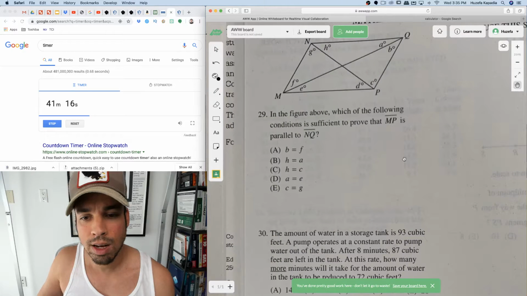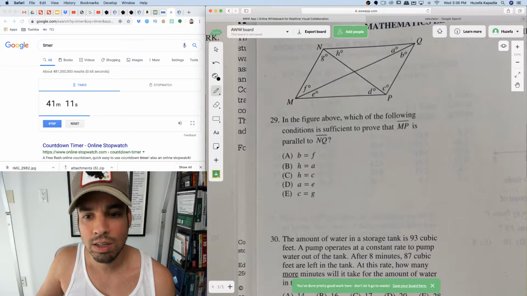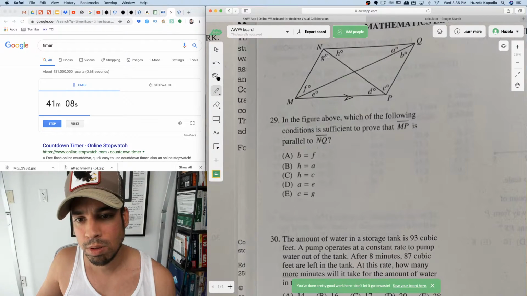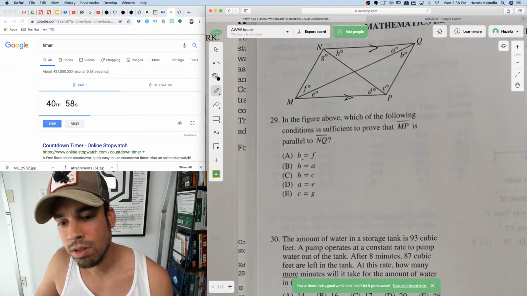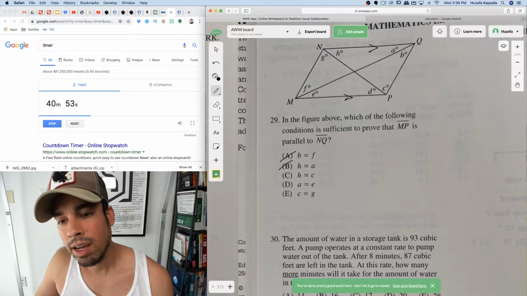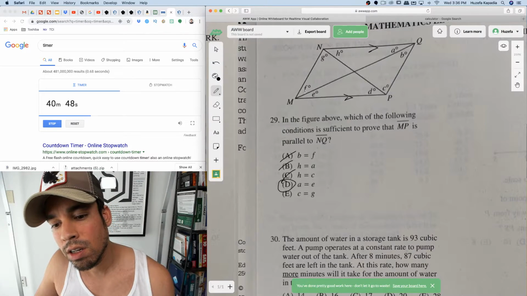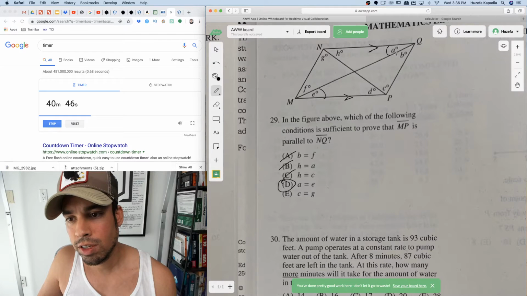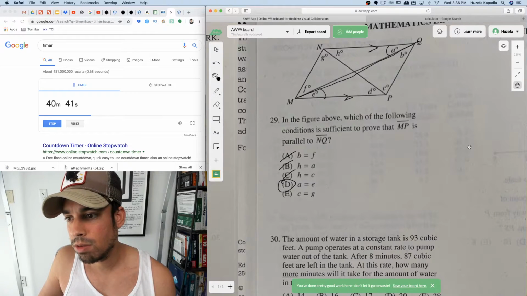Number 29. In the figure above, which of the following conditions is sufficient to prove that MP is parallel to NQ? Okay, so let's see. If E equals, okay, B to F. Nope, that would be NM to PQ. Nope. Nope. I'm looking for alternate interior, AE, that's it. Because these are alternate interior. This is my transversal, and those two now show that NQ and MP are parallel.